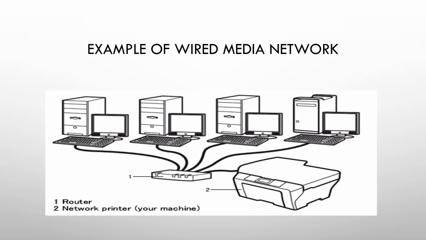Now in this figure you can see a wired media network in which three computers are connected to a printer via a router. A router is a device which acts as a middle person to connect all these physical devices. All these devices are connected through wire. That is why it is called a wired media network.